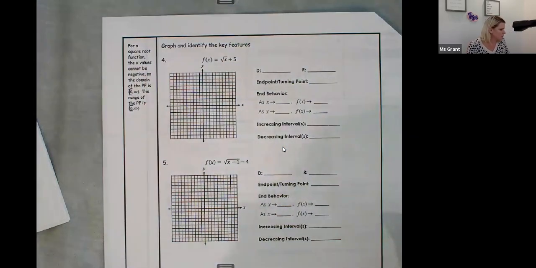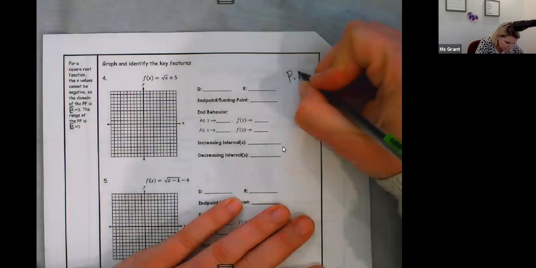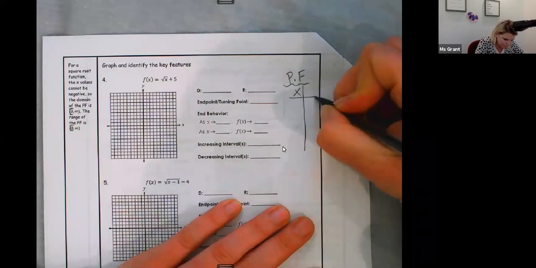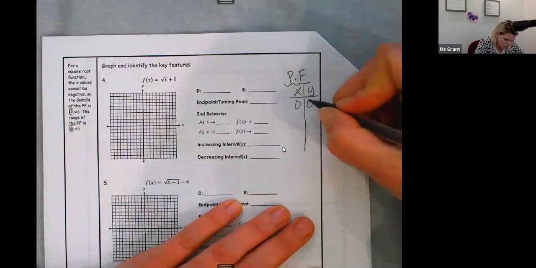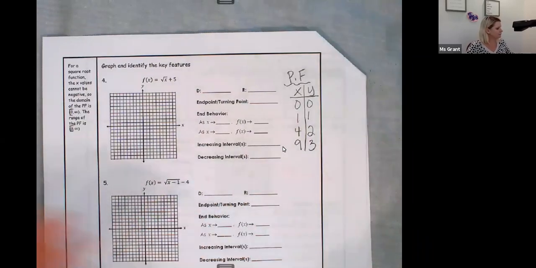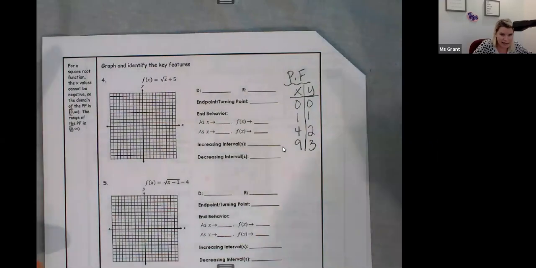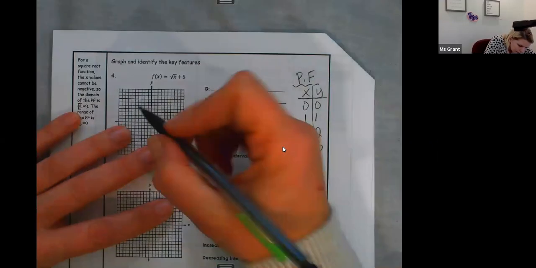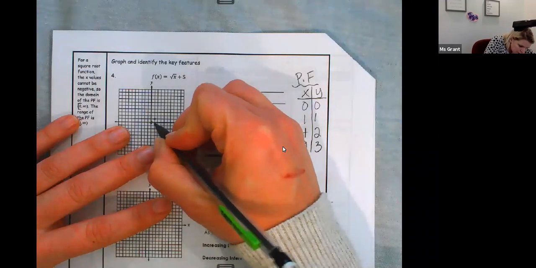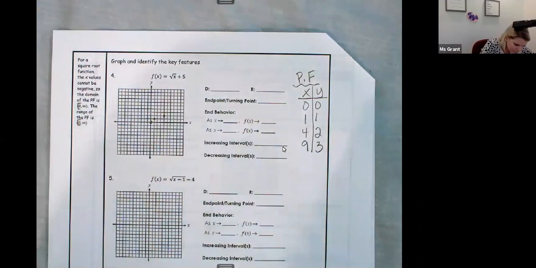So you need to remember what my parent function is. Because I'm going to use this parent function to make my shifts: 0, 0, 1, 1, 4, 2, 9, 3, right? I'm going to draw the parent function for 4, 5, and 6: 0, 0, 1, 1, 4, 2, and 9, 3.